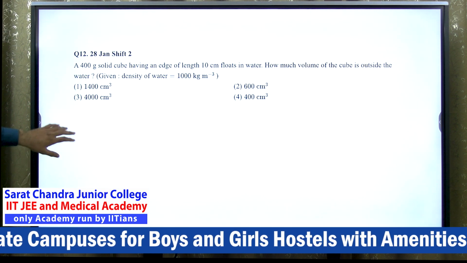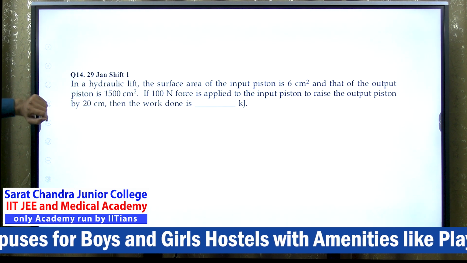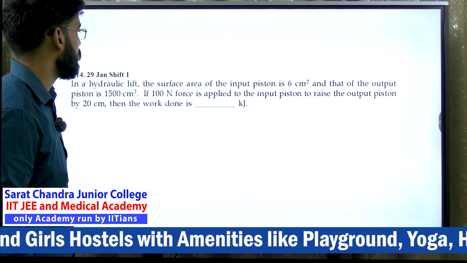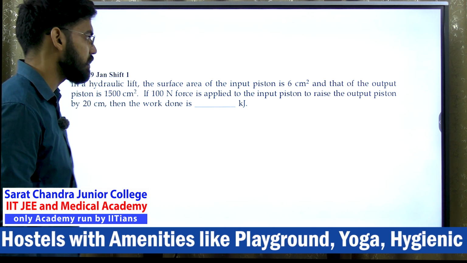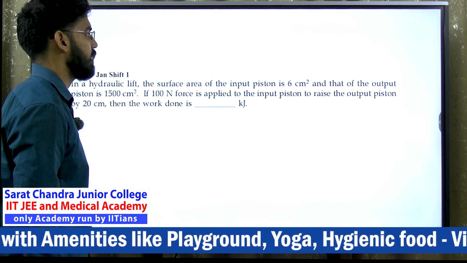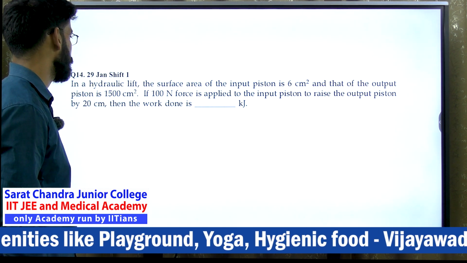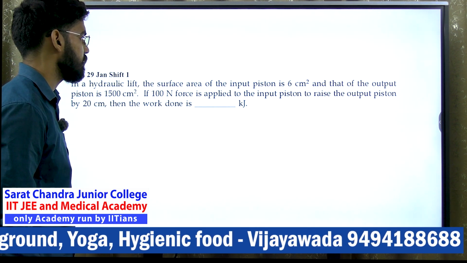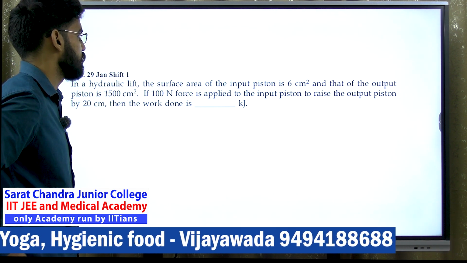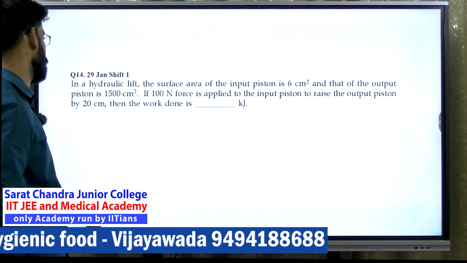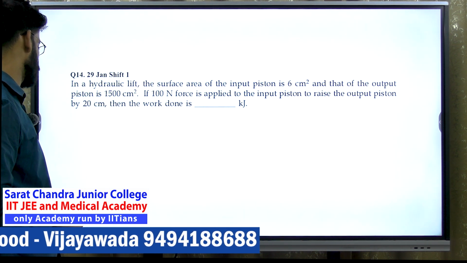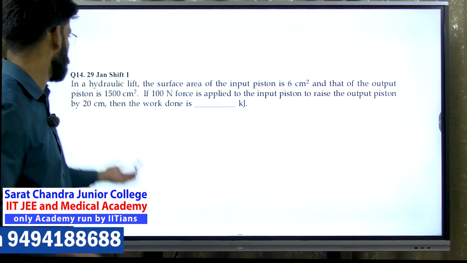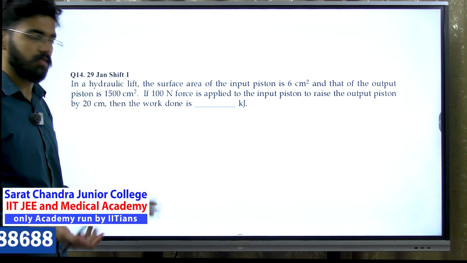Okay, now let's see the next question. In a hydraulic lift, the surface area of the input piston is 6 centimeter square and that of the output piston is 1500 centimeter square. If 100 Newton force is applied to the input piston to raise the output piston by 20 centimeter, then the work done is. So basically, you calculate the force for the output piston multiplied by the distance traveled, that is 20 centimeter. That's your work done.